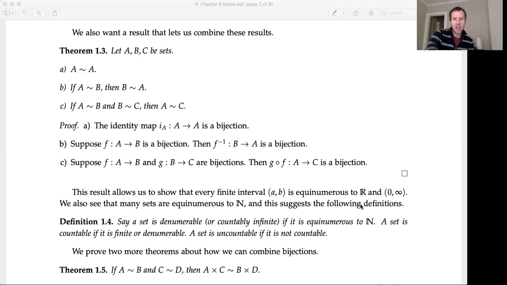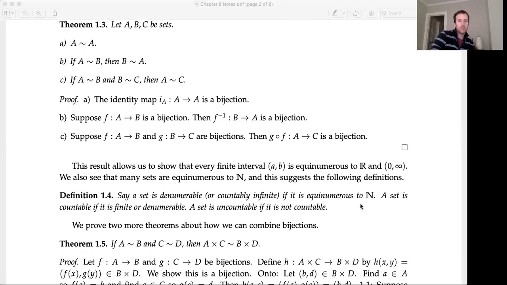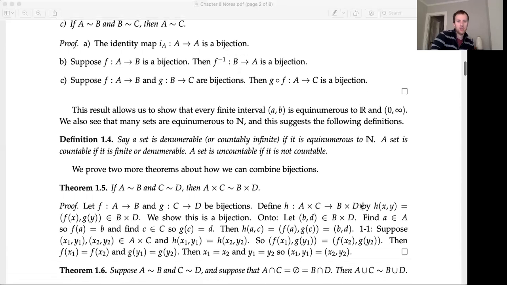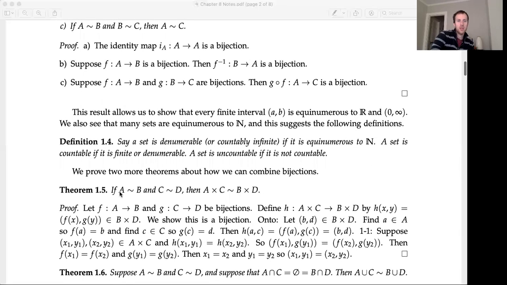So to try to get there, the chapter proceeds by establishing some more facts about being equinumerous. Some of them are other ways of combining bijections. So this first one says, if A is equinumerous to B and C is equinumerous to D, then A times C is equinumerous to B times D. So this proof is saying if you have a bijection from A to B and one from C to D, you can find another bijection from A times C to B times D.